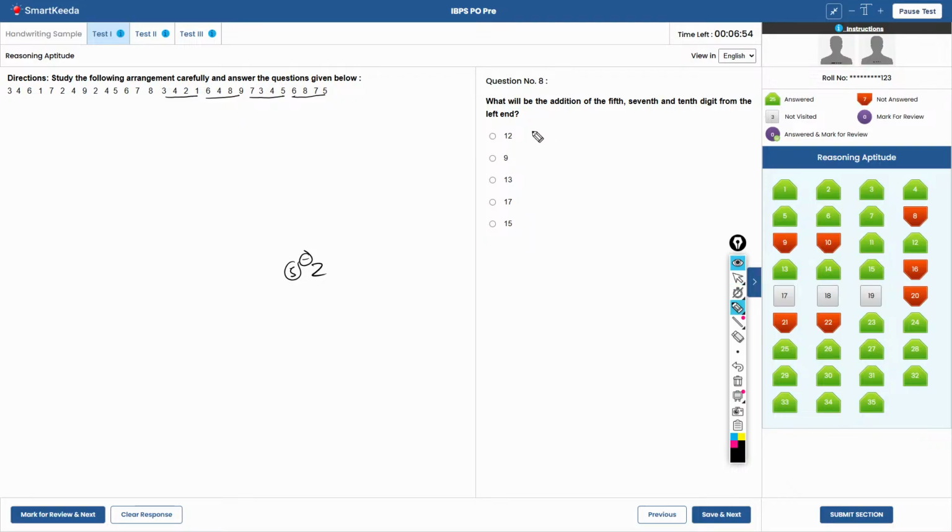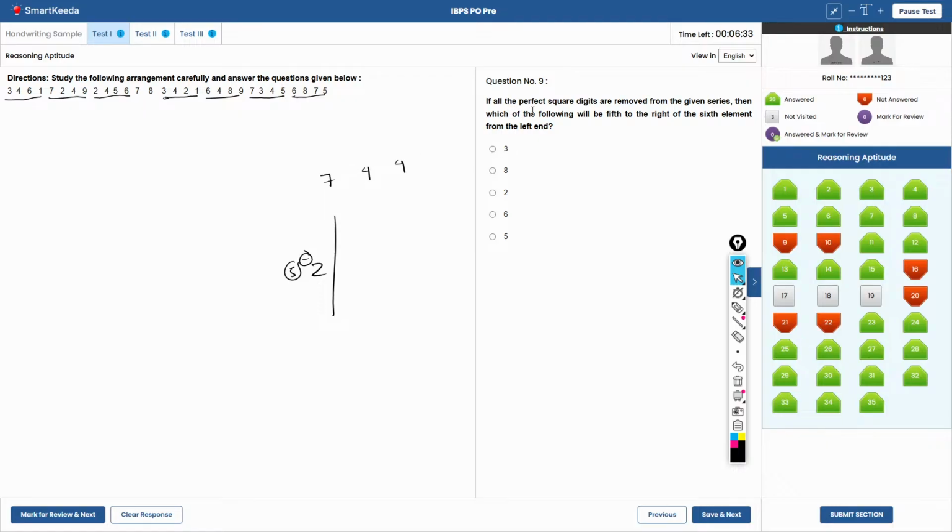What will be the addition of 5th, 7th, 10th digit from the left end? 4, 4, 4. So 5th, 7th, and 10th. So 8 and 15.